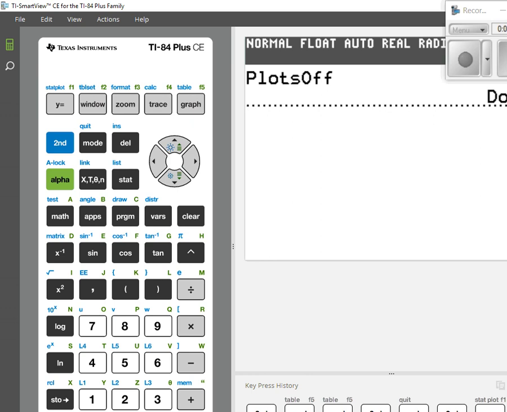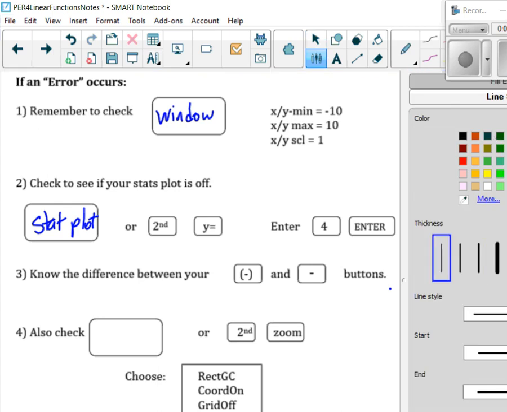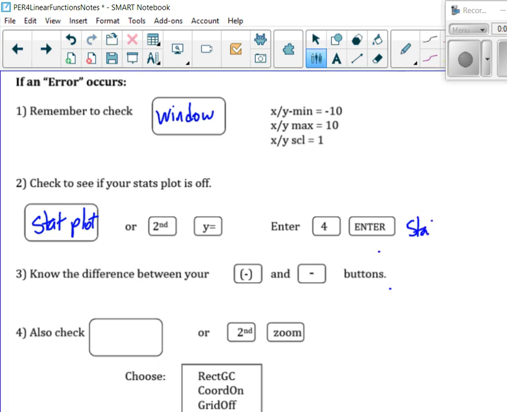So just make sure they're off now. Unless you do a data thing, it should never turn back on, right? Okay? So enter 4. 4, enter. That turns the stat plots off.